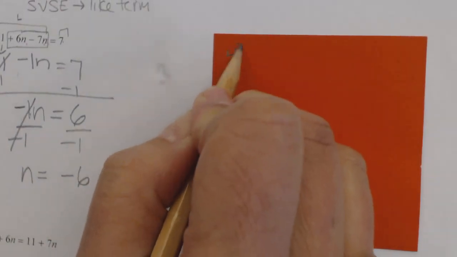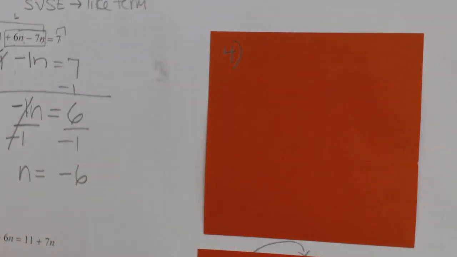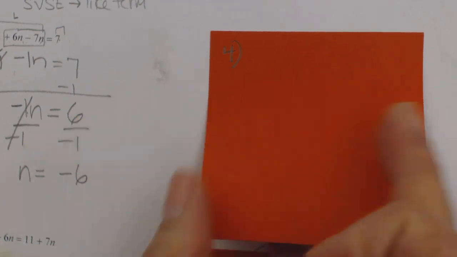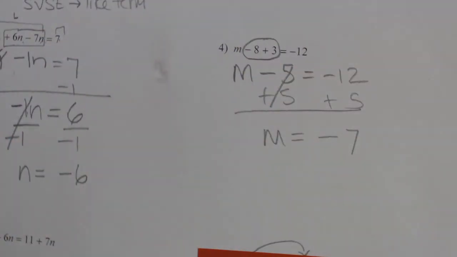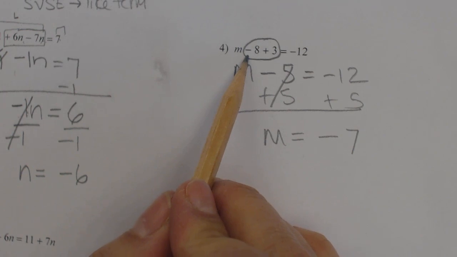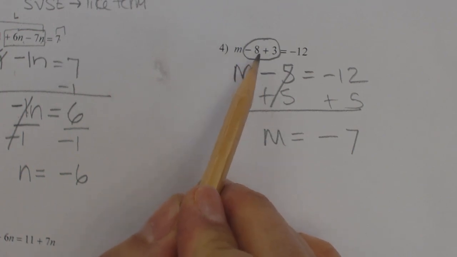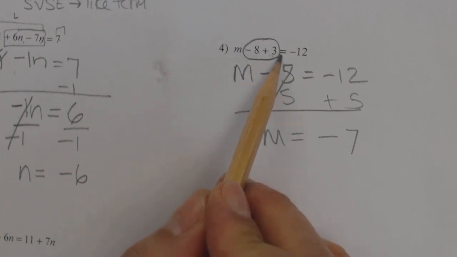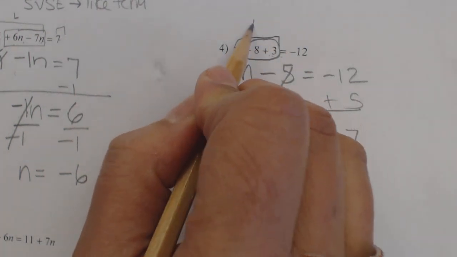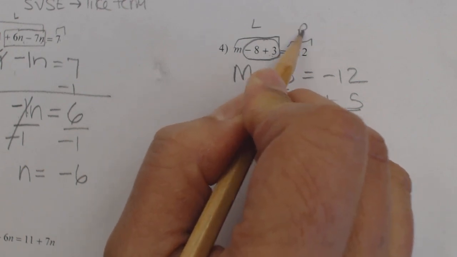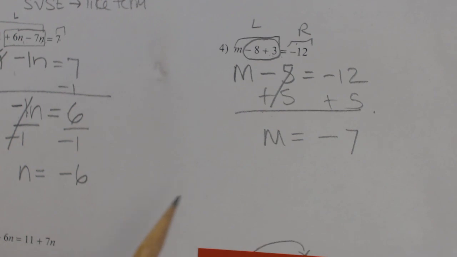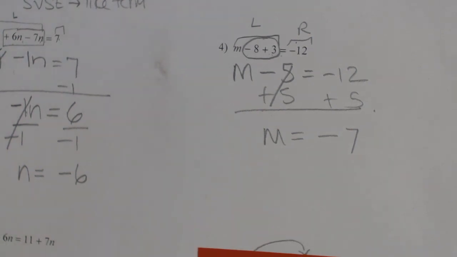Here's number 4. I would like you to try number 4. Pause the video, see if you can do it, and then come back and check. Okay, we are back, and the big reveal. Here we go. The minus 8 plus 3, so this is negative 8 plus 3. These are like terms. There is no variable attached, so we can simply combine them. Since they are on that left side, there's the left side and there's the right side. So I combined them, I got minus 5, undid it by addition, and I got negative 7, m equals negative 7.